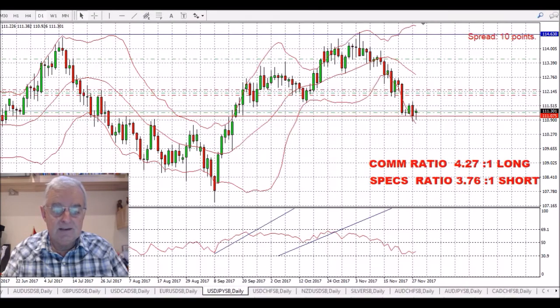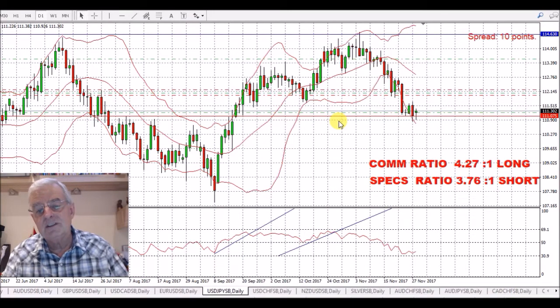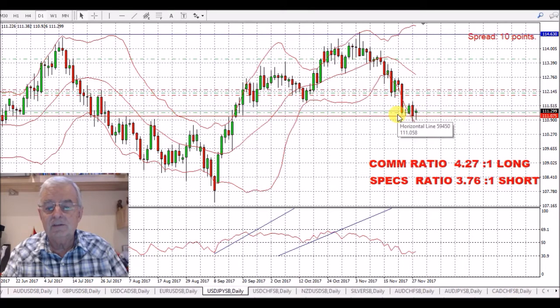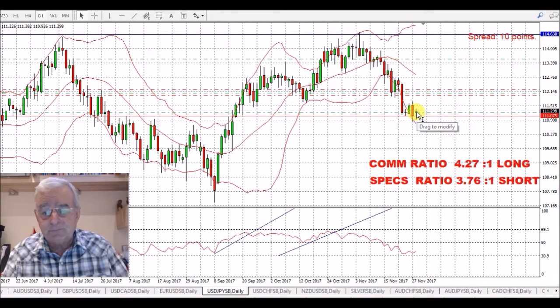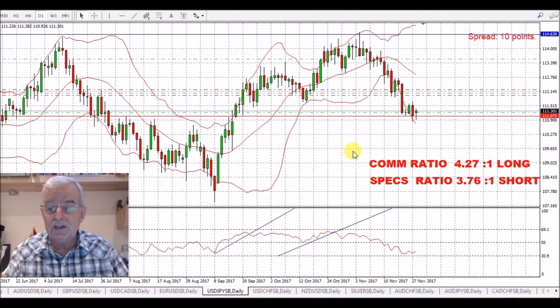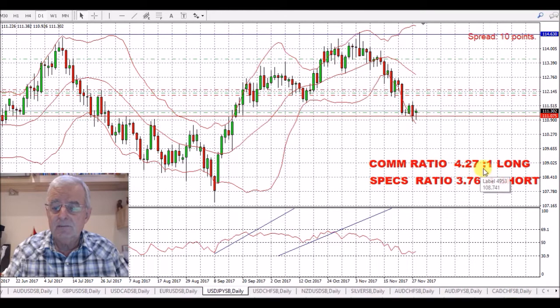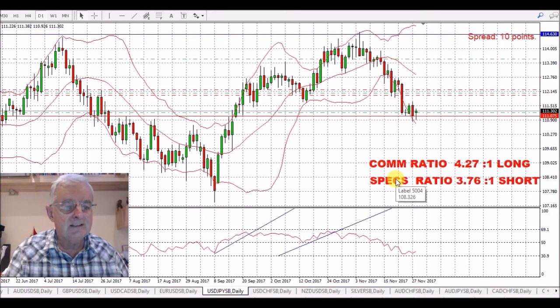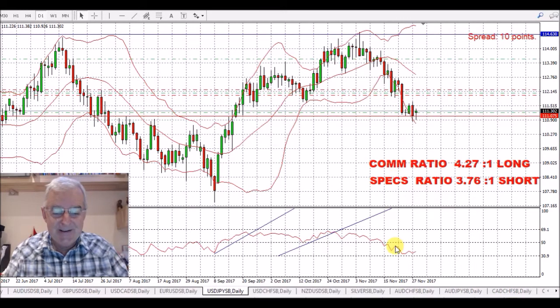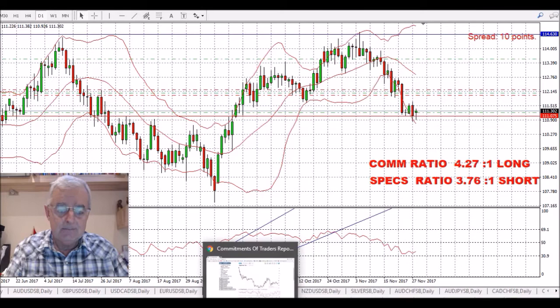If we go and look at the chart, we've been down on support the last few days, just waiting for a breakdown, and I will be increasing my short positions. Done quite nicely with this. We got 4.27 to 1 long the Japanese yen, short the pair. So we'll see where that goes, but it is looking pretty good.